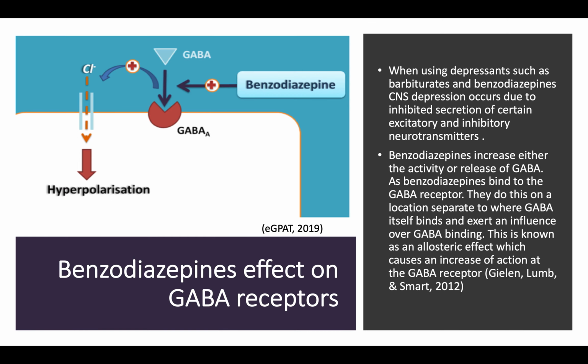When using depressants such as barbiturates and benzodiazepines, the central nervous system depression occurs due to inhibited secretion of certain excitatory and inhibitory neurotransmitters. Effects range from mild calming to sedation to loss of sensory sensation to cardiovascular collapse leading to death. Benzodiazepines increase either the activity or release of GABA, as benzodiazepines bind to the GABA receptor. They do this on a location separate to where the GABA itself binds and exert an influence over GABA binding. This is known as an allosteric effect, which causes an increase of action at the GABA receptor.